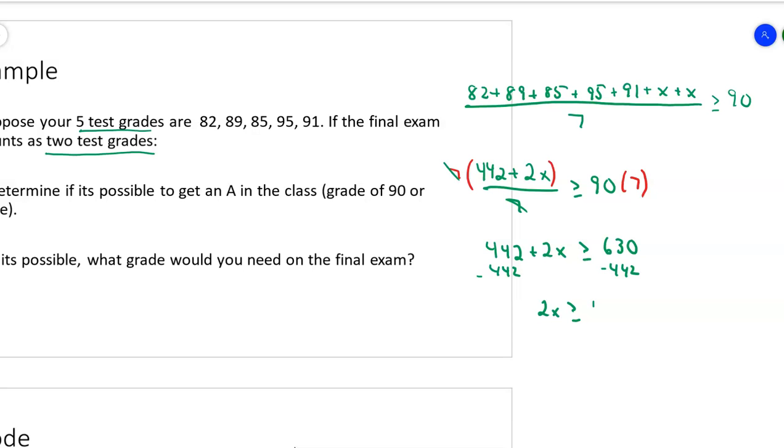So there's hope for me, because if this number were above 200, then I would need more than 100% on the final exam, and I can't do that. So the fact that it's less than 200 says to me, yeah, it's possible for me to get at least a 90 in the class. What's half of 188? It is a 94. So I'm going to have to study a little bit, but as long as I get a 94 or greater, I'll get an A in the class. If I get anything less than a 94, then I'm not going to get an A in the class. So that's how I do it.